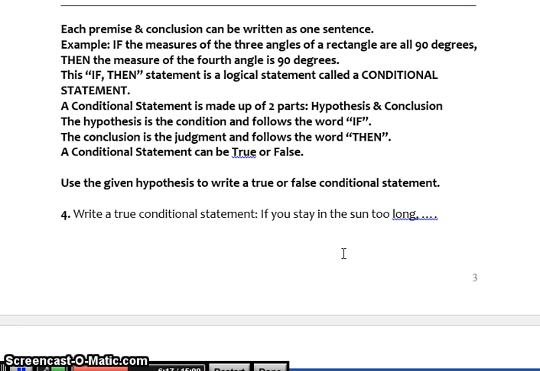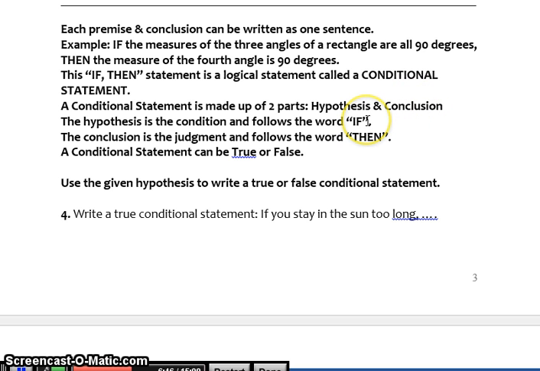Okay, so when we have a premise and a conclusion, it can be written as one sentence. For example, if the measures of 3 angles of a rectangle are all 90 degrees, then the measure of the 4th angle is 90 degrees. Now, this kind of if-then statement is a logical statement called a conditional statement. It's conditional because it tells the conditions under which something happens. And it's made up of 2 parts, the hypothesis and the conclusion.